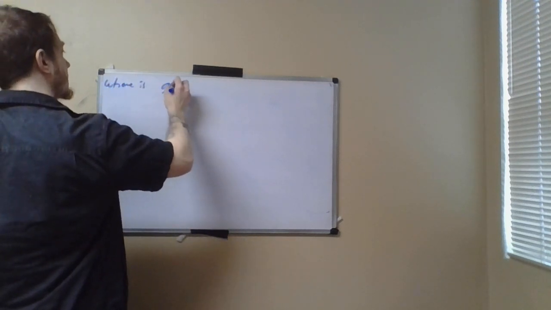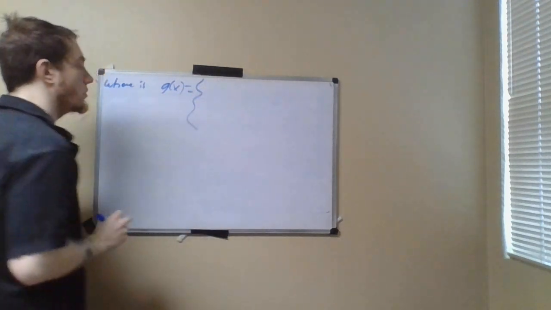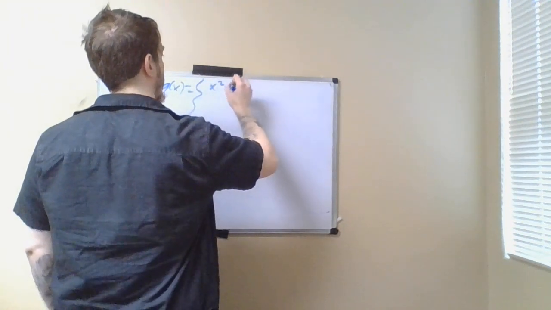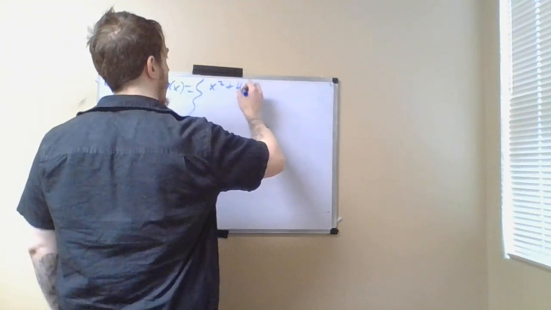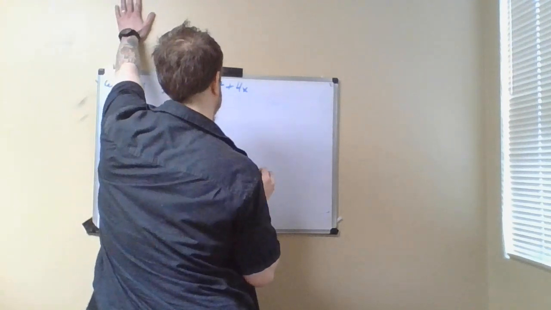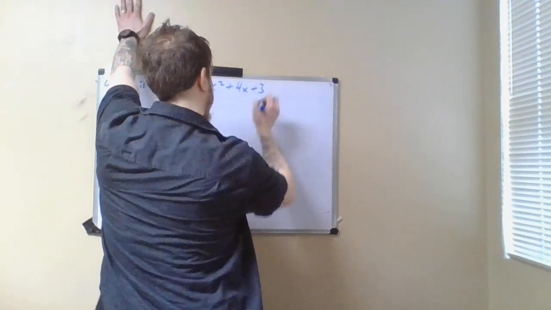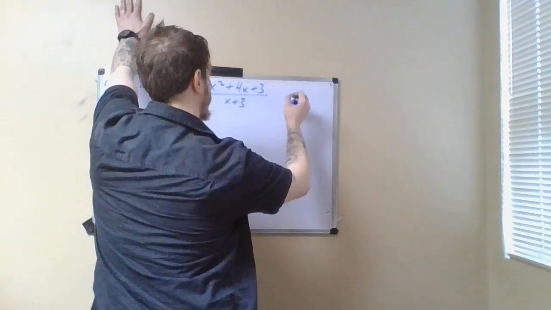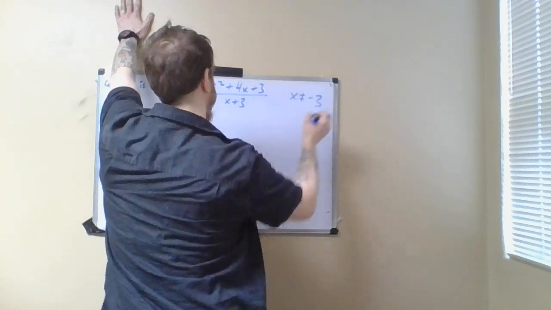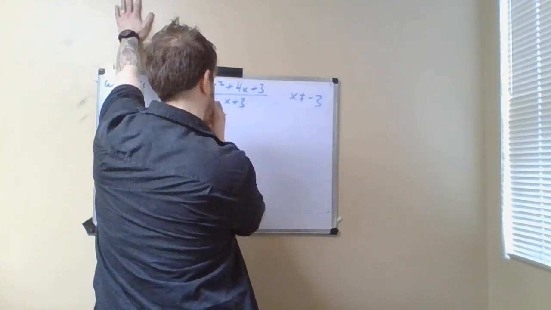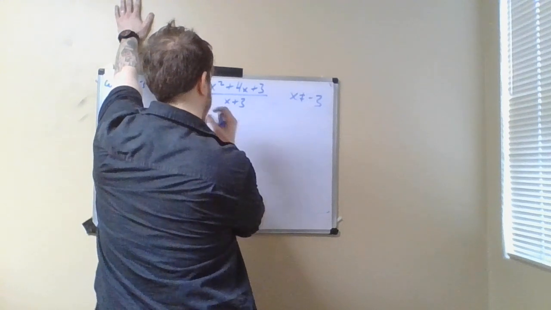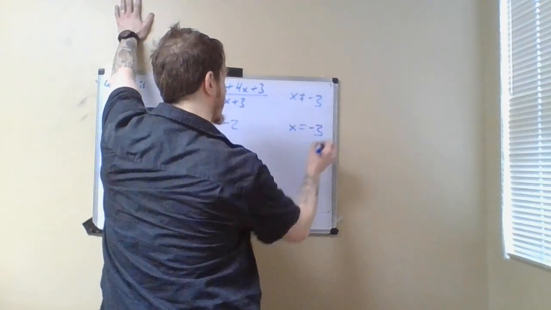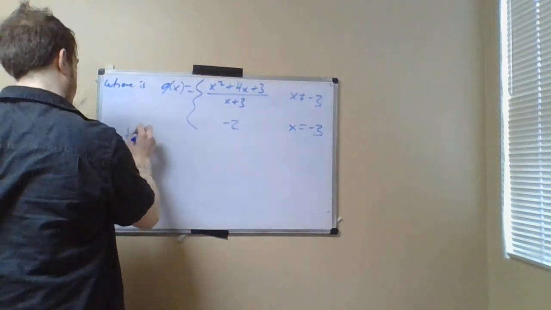where is g of x continuous, where g of x is equal to x squared plus 4x plus 3, divided by x plus 3, when x is not equal to negative 3. And then let's suppose that this is equal to negative 2 at x equals negative 3.